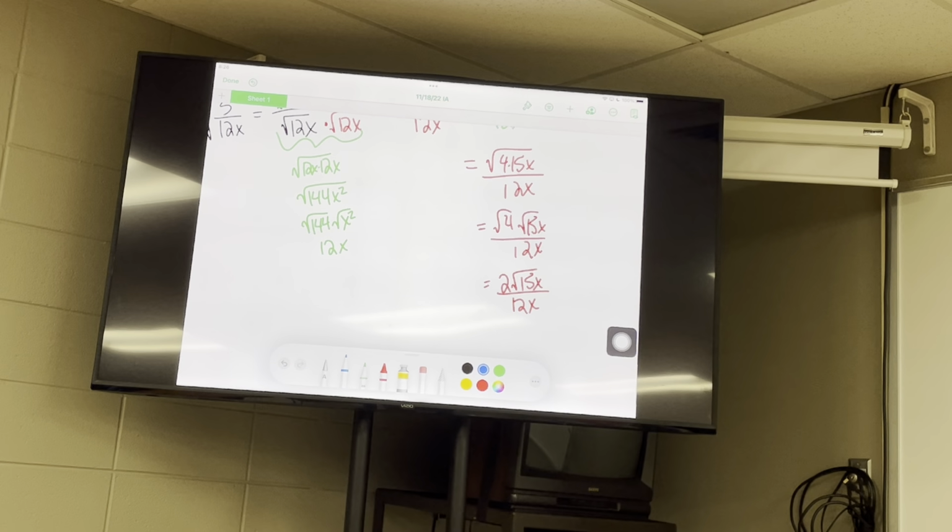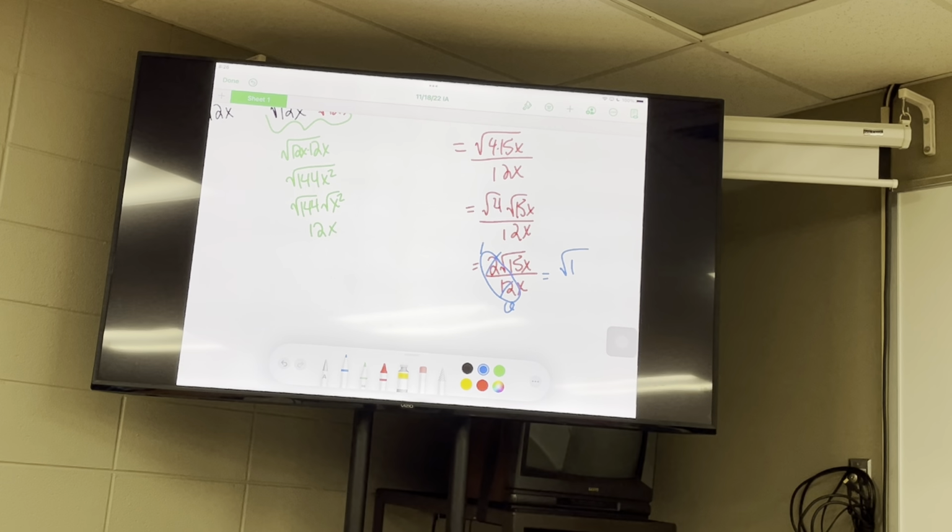Now, the 2 and the 12 are outside of the radical, so they can simplify. What goes into both 2 and 12? 2. So this would just end up being 1, and this would end up being 6. So the square root of 15x over 6x. Again, I can't say, well, what do 15 and 6 have in common, or that the x's can cancel, because one is underneath a radical and the other one is not.